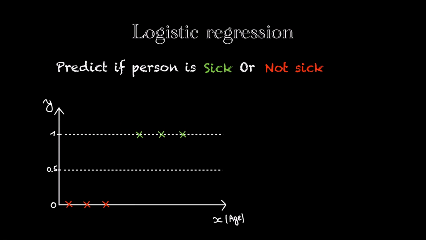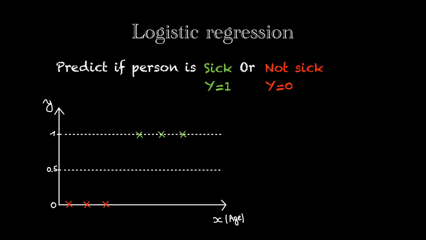Let's assume you want to predict whether a patient is sick or not. Then we'll say if y is equal to 0, the patient is not sick. And when y is equal to 1, the patient is sick. If we now look at a certain data set where we plot whether a person is sick in function of the age of the person, then we might find a plot like this, where you have some people that aren't sick and some people that are sick.